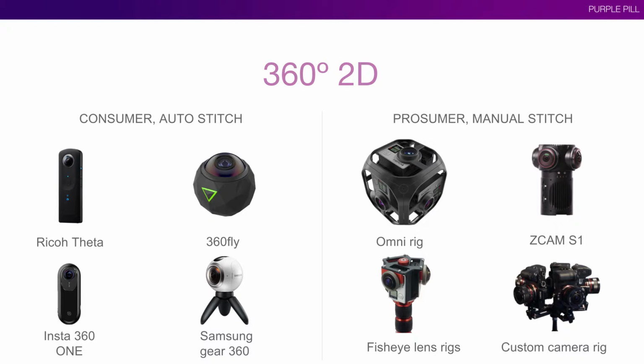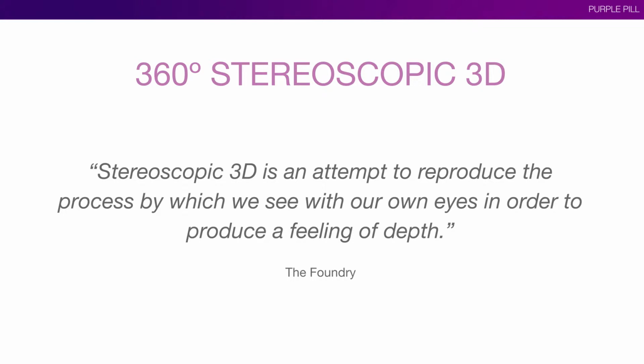As mentioned before, you need to add 3D to your 360 videos if your goal is to shoot immersive cinematic VR experiences. One way to achieve this is by using a stereoscopic camera rig. What is stereoscopic 3D, you're asking? According to the brilliant folks over at the Foundry, stereoscopic 3D is an attempt to reproduce the process by which we see with our own eyes in order to produce a feeling of depth.